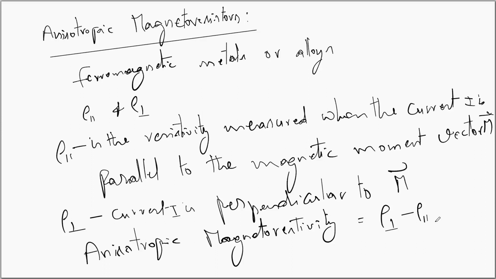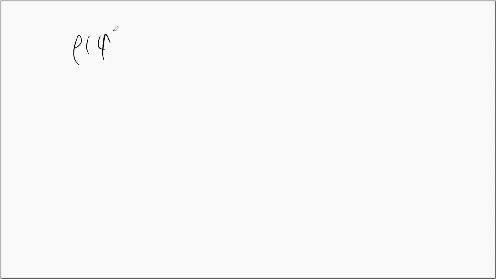Since it is changing with respect to the relative angle between the direction of the current and magnetic moment vector M, one can write the resistivity's dependence on the relative angle phi between the current and the magnetic moment as ρ of phi is equal to ρ perpendicular plus (ρ parallel minus ρ perpendicular) times cos phi.